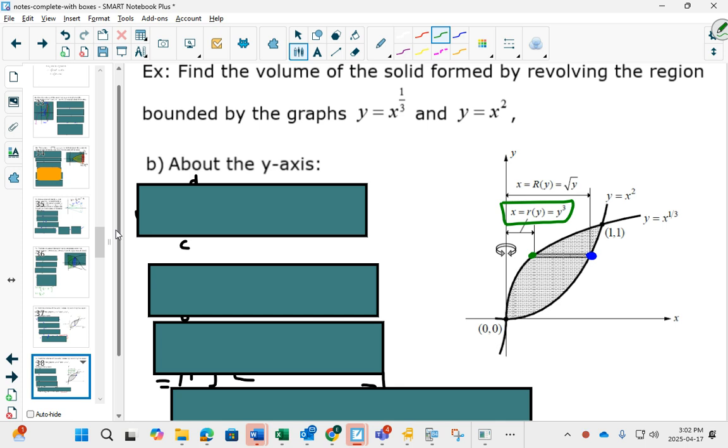And how would I get x by itself with the other one? I'd have to square root both sides. And when I square root both sides, that's the blue dot. Now technically that would be plus or minus a square root. But can you see that we only have the positive side on the right?